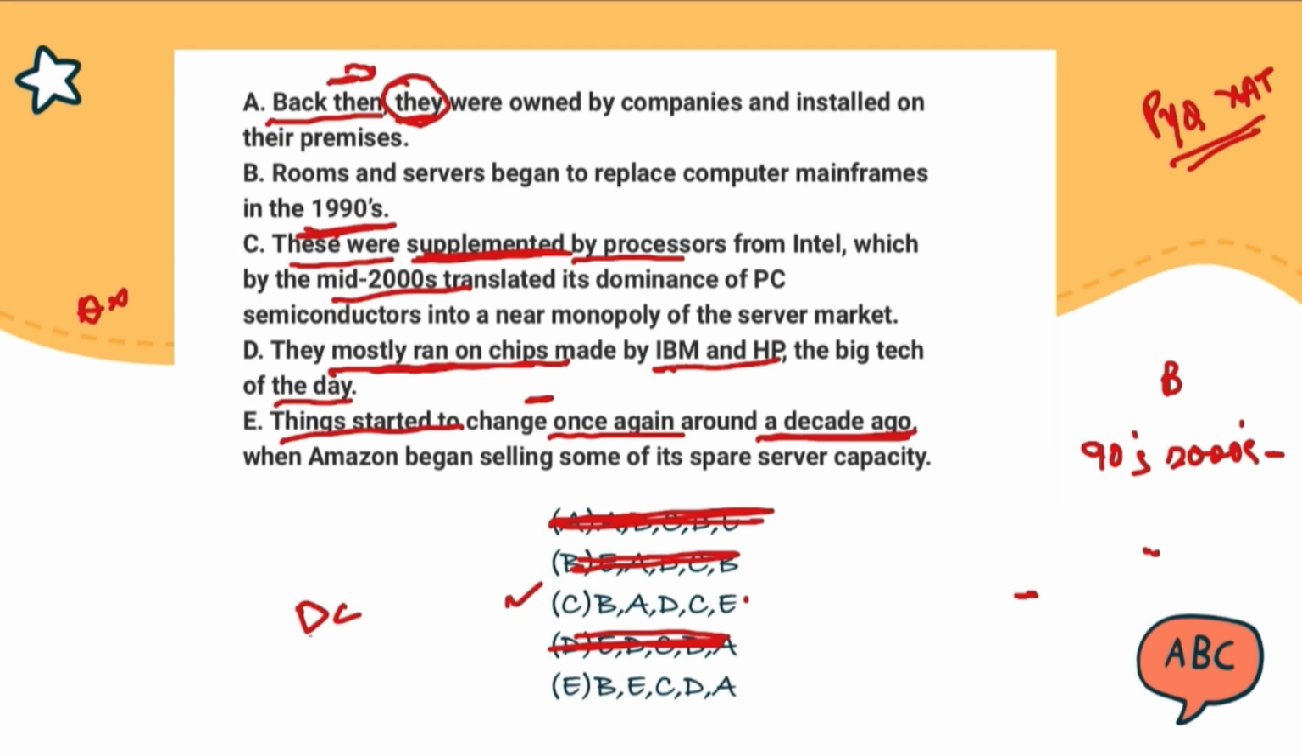Now does A follow? Back then they were owned. What is this 'they'? It can be this, right? Rooms and servers began to replace computer mainframes, and they were owned by companies and installed on their premises. Makes complete sense, right? This 'they' is rooms and servers. So we have BA. Now, because of chronology, we can also put E here. So the answer becomes BADCE. This becomes our answer.